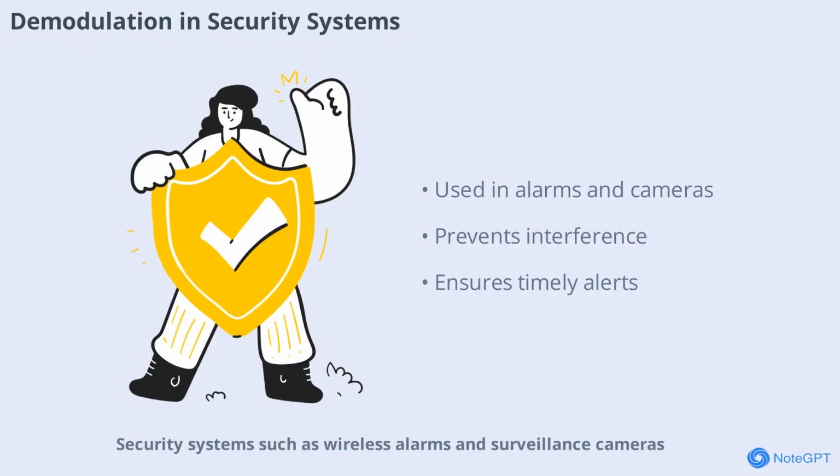Security systems, such as wireless alarms and surveillance cameras, depend on demodulation to transmit and receive signals. These systems require secure and reliable communication to function effectively. Advanced demodulation techniques help prevent interference and ensure that security alerts and video feeds are delivered without delay.